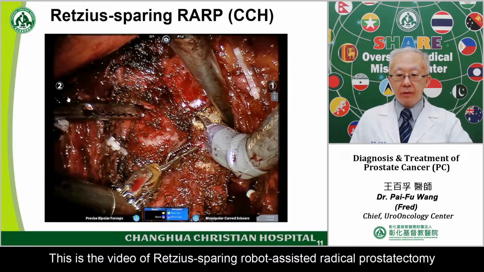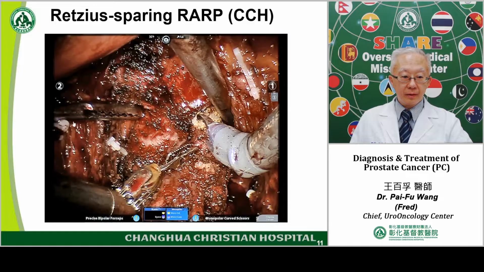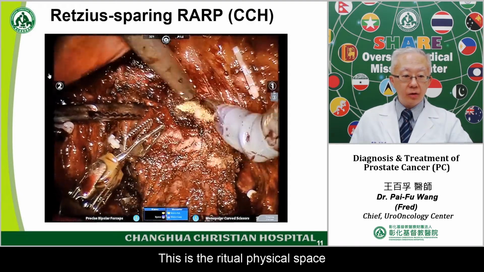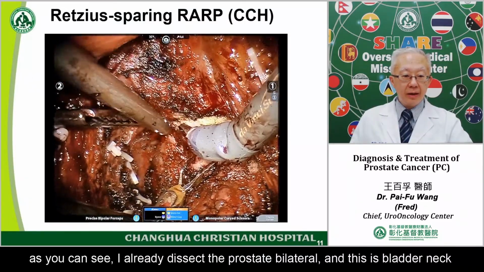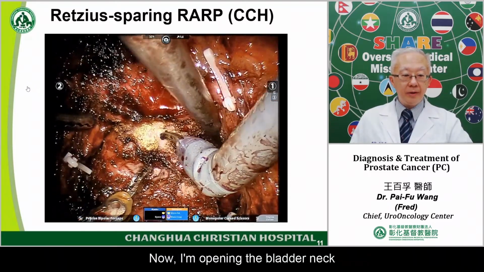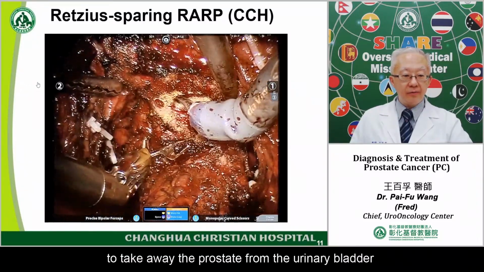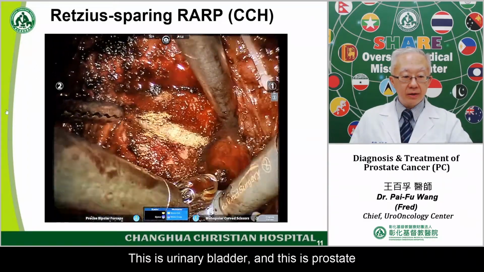This is the video of nerve-sparing robotic-assisted radical prostatectomy performed by myself at Changhua Christian Hospital. This is the retrovesical space. As you can see, I already dissected the prostate bilaterally, and this is bladder neck. Now I'm opening the bladder neck to take away the prostate from the urinary bladder. This is urinary bladder, and this is prostate.